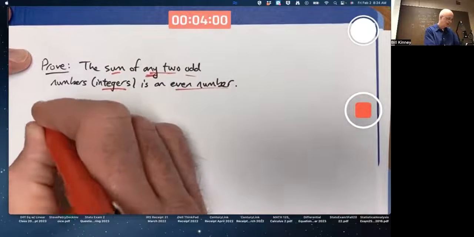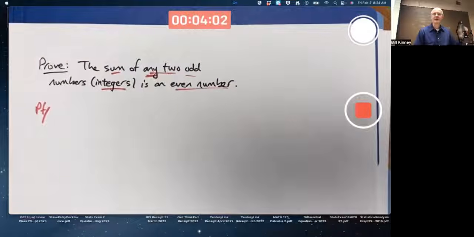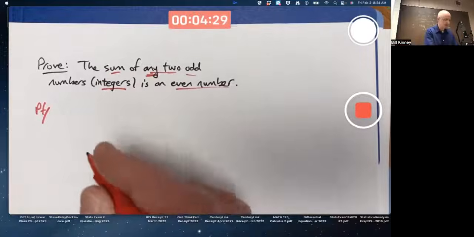How do you go about the proof? Abbreviated PF for proof here. You should write sentences, okay? It's not like geometry where you have the statement reason charts. We don't want to do proofs that way. We do want to write sentences. It's fine if you use abbreviations. It's fine to use symbols, abbreviations, that kind of thing, to make your writing shorter, but they should be complete sentences. So you might start off with something like this.